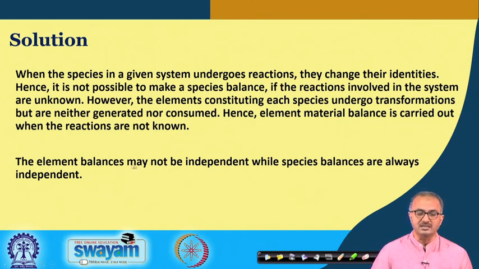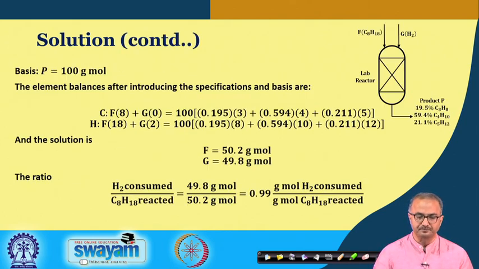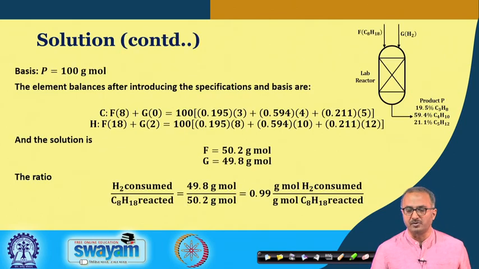Okay, one thing is this: element balances may not be independent, whereas the species balances will always be independent, because elements not being independent means you will find that in several reactions the same kind of element will be present. So they are not independent. Okay. Now let us come to our problem.